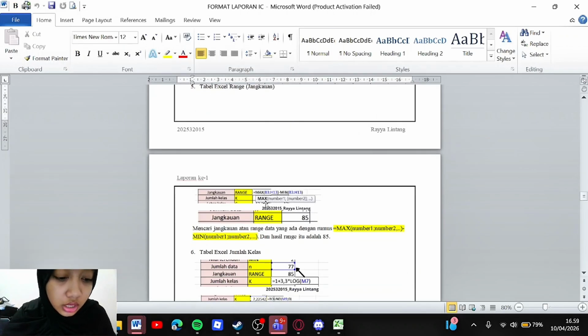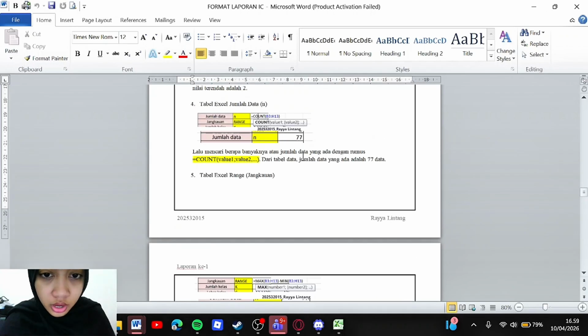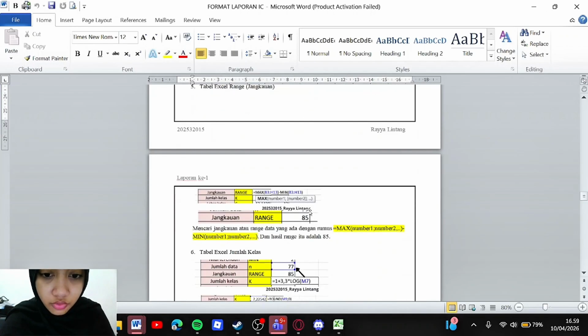Next, the range. To calculate the range, subtract the minimum value from the maximum value. The formula is equal MAX(number1, number2) minus MIN(number1, number2), or 87 minus 2 is 85.